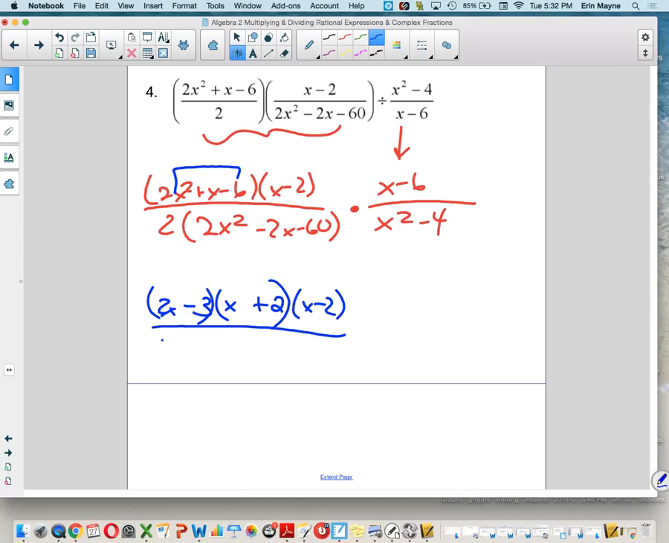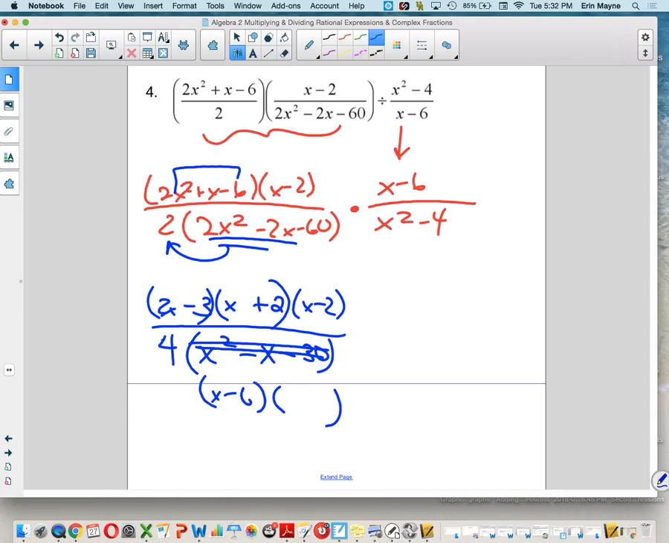On bottom, notice I can take a 2 out of that. It'll attach to that 2. I have a 4 here. You'll be left with x squared minus x minus 30. And I'm going to go ahead, even in this line, normally I would suggest putting a whole new fraction, but I'm going to go ahead and list x minus 6, x plus 5.